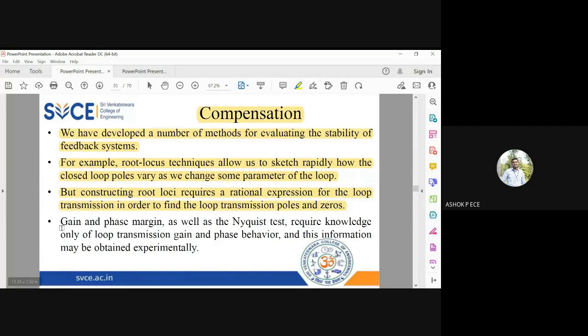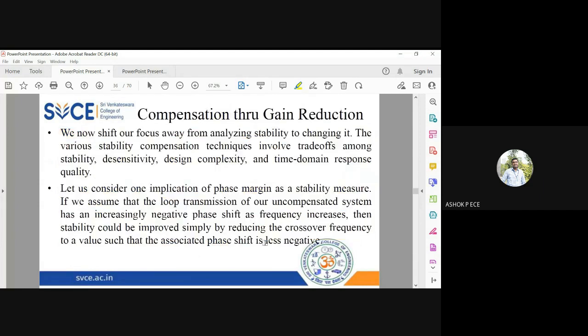Definitely, gain margin and phase margin will clearly give the knowledge of how the gain and phase vary with respect to frequency. So one way of achieving compensation is through gain reduction. We are going to shift our focus away from analyzing stability to changing it. Various compensation techniques are available, among them for stability and desensitivity, many methods.